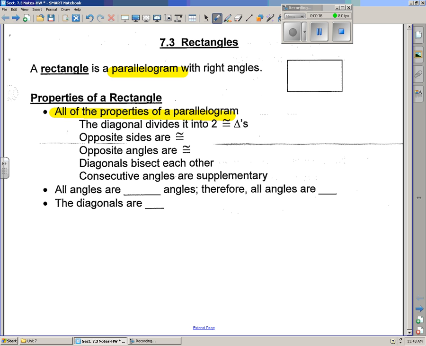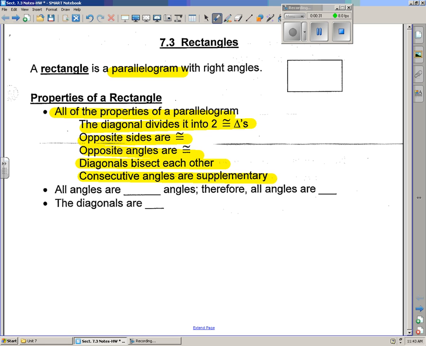And that's going to be the diagonal divides the parallelogram into two congruent triangles. Opposite sides are going to be congruent. Opposite angles are going to be congruent. Diagonals will bisect each other, and consecutive angles are supplementary.